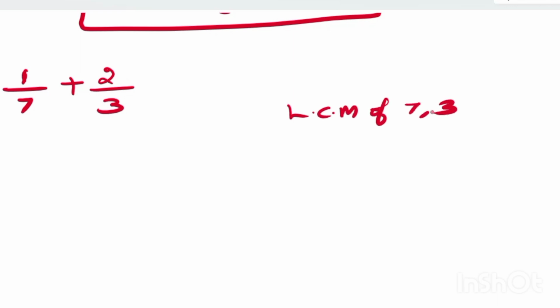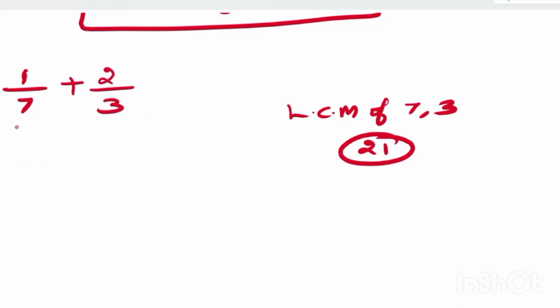So you have 1 by 7 plus 2 by 3. Now what is the LCM of 7 and 3? LCM of 7 and 3 will come out to be 21. Okay, so what's our duty? Our duty is to change the denominators into 21.